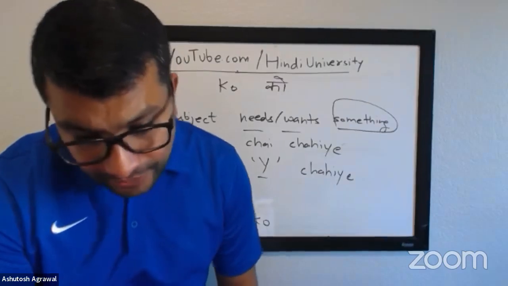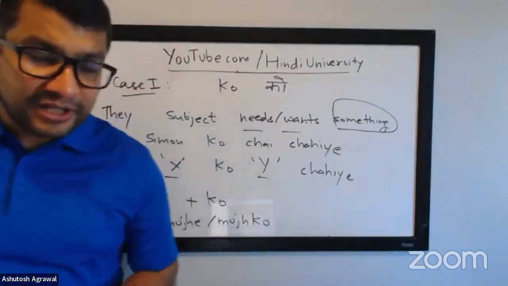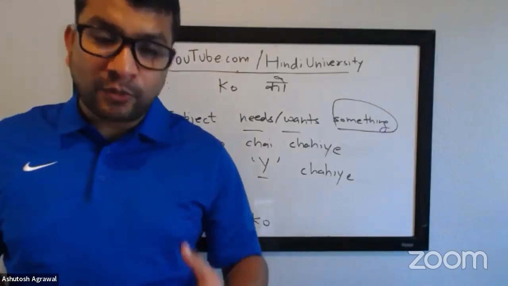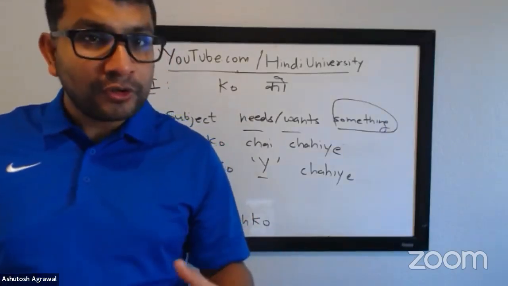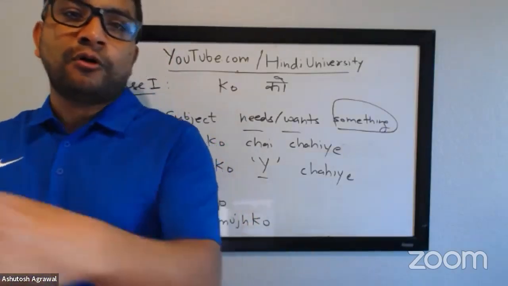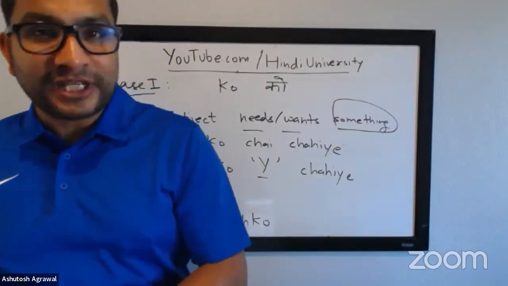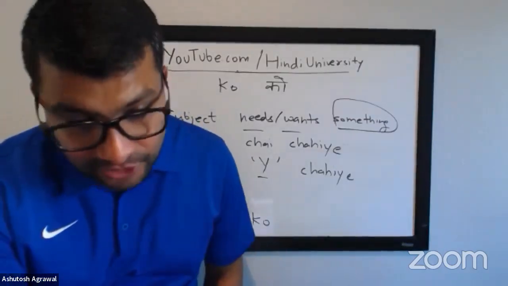Okay, so Piyush ji, you're right. You can say मैं चाय पीना चाहता हूँ, which is I want to drink chai. That's one way to say it. The other one is if you want to use को, subject को, object चाहिए, then you can say मुझको चाय चाहिए. Okay, but your sentence is correct.